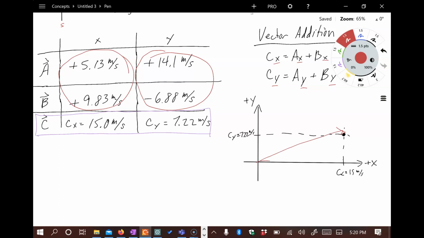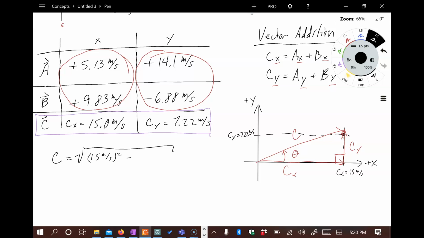And let's go ahead and draw the vector components of C. There they are. There's our right triangle. Here is the magnitude of C right here, and here is the angle that we want to solve for. So we're going to do the magnitude using the Pythagorean theorem. So this is going to be 15 meters per second squared, Cx squared, plus 7.22 meters per second squared, Cy squared. Put that into your calculator and you're going to get 16.6 meters per second. So that's the length of this arrow.